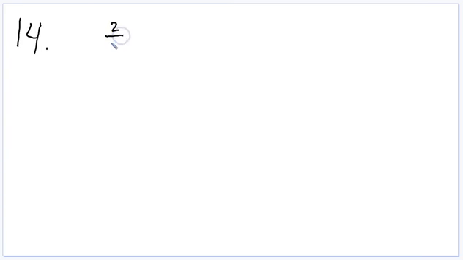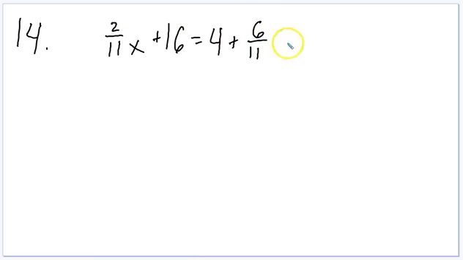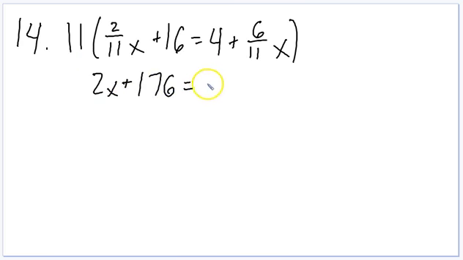I've got 2 over 11x plus 16 equals 4 plus 6 over 11x, and obviously multiplying by 11. Okay? So we're going to get, that's going to cross simplify to make ones. We get 2x. 11 times 16 is 176. 11 times 4 is 44. The 11s are going to cross simplify to get 6x.